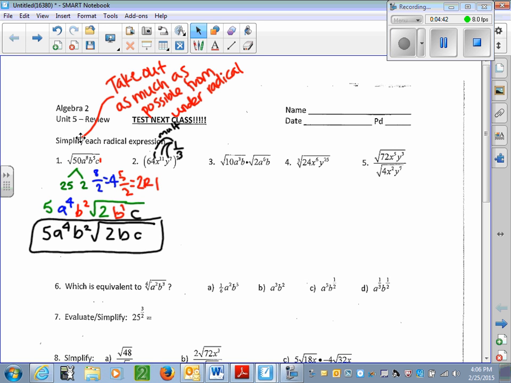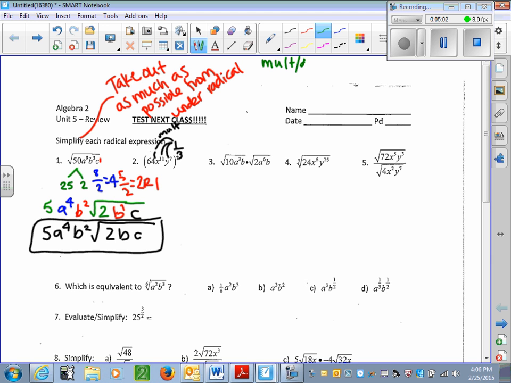Here we're multiplying 2 radicals. Remember the rules. To multiply 2 radicals, look back at your notes. To multiply 2 radicals, I need to make sure my indexes are the same. Okay, so when we're multiplying radicals, let's just quickly write these steps down.